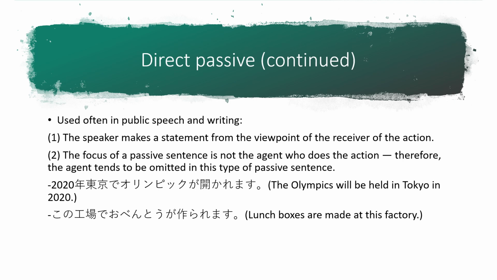Direct passive sentences are used often in public speech and writing. The speaker makes a statement from the viewpoint of the receiver of the action. Also, the focus of a passive sentence is not the agent who does the action. Therefore, the agent tends to be omitted in this type of passive sentence. For example, 2020年東京でオリンピックが開かれます。The Olympics will be held in Tokyo in 2020. この工場でお弁当が作られます。Lunch boxes are made at this factory.